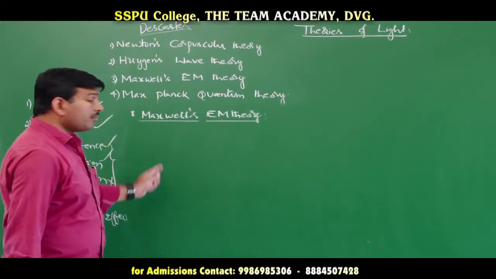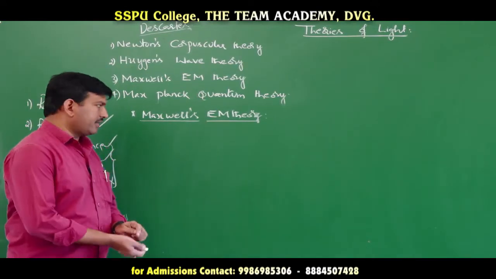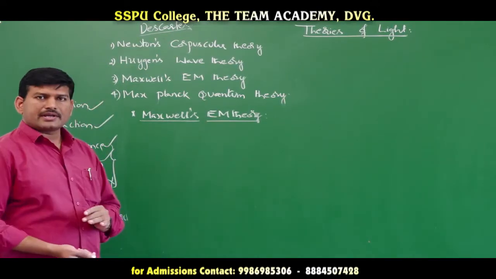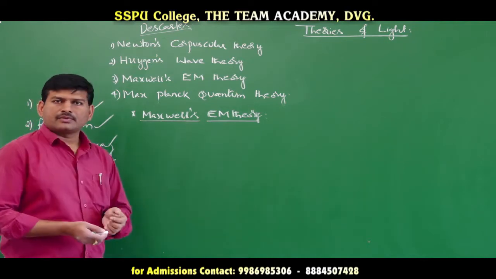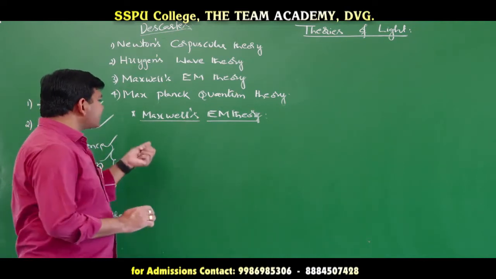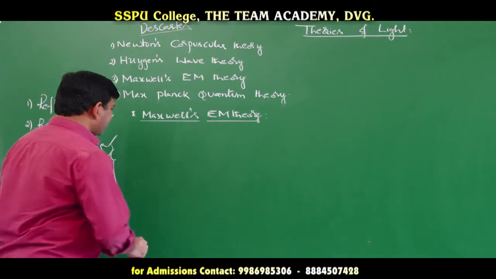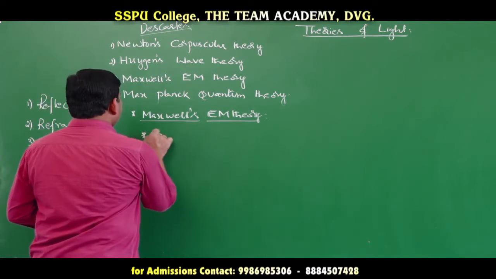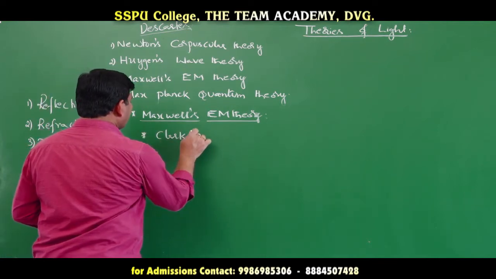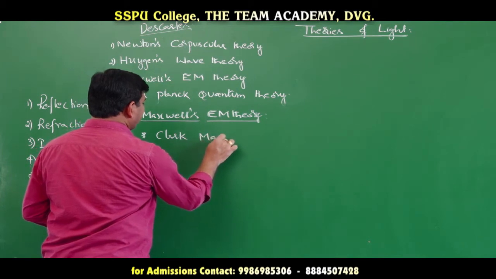Next is about Maxwell's electromagnetic theory. This is the third theory regarding light. So what does this theory say? This theory was proposed by Clerk Maxwell. Clerk Maxwell is the one who proposed this electromagnetic theory.